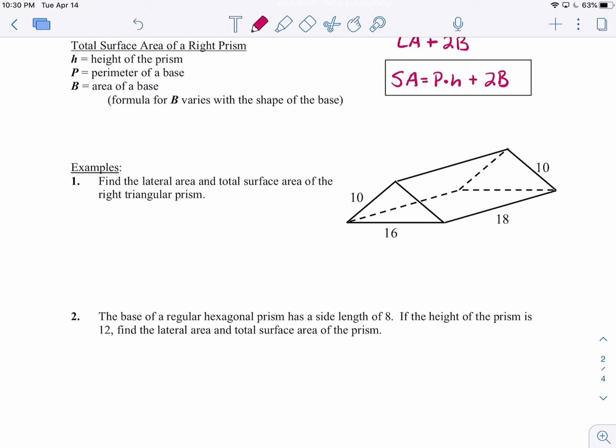As I look at this figure, it says find the lateral area and total surface area of the right triangular prism. So here's what you first want to identify. One of the biggest pieces that people struggle with in three-dimensional prisms is what are the bases.